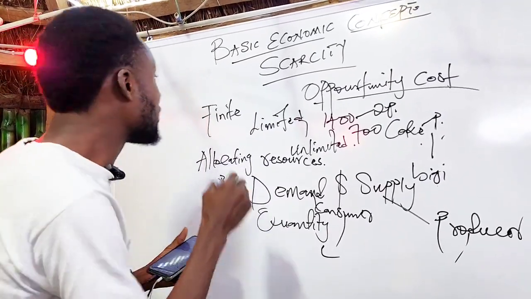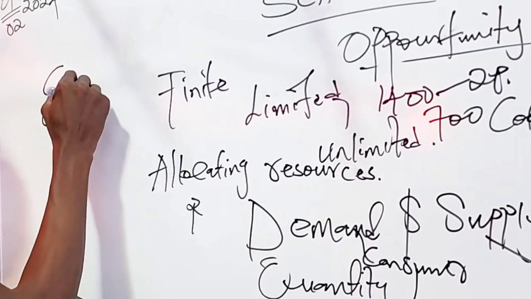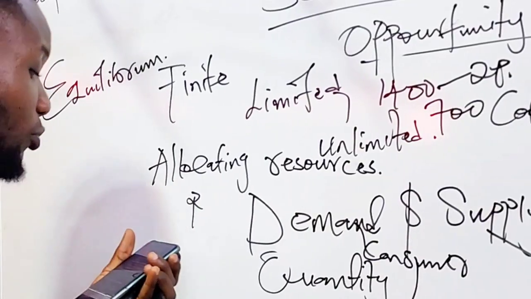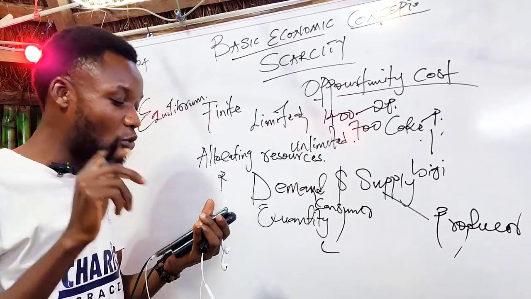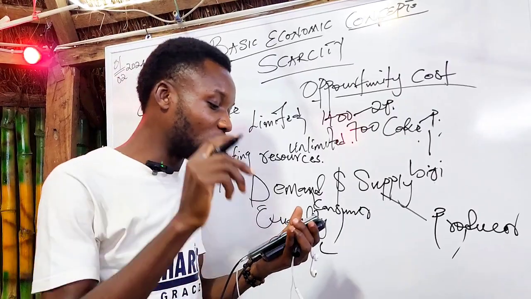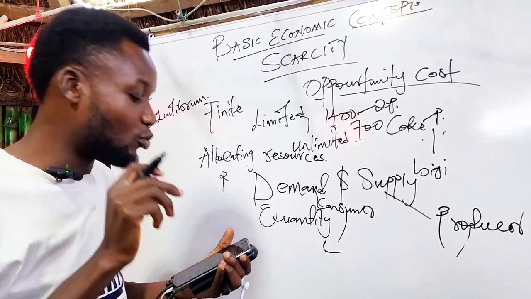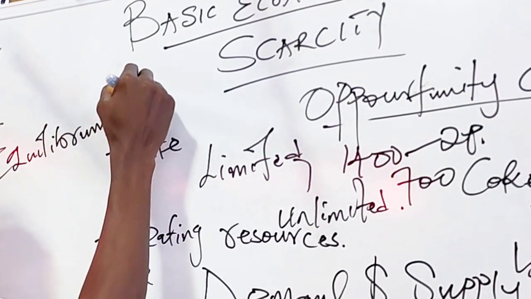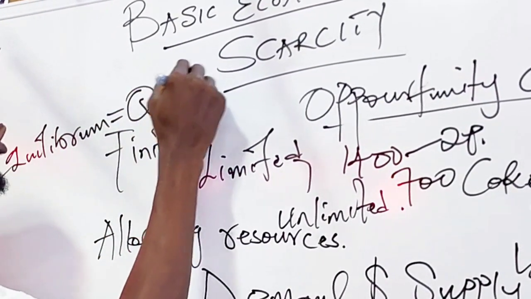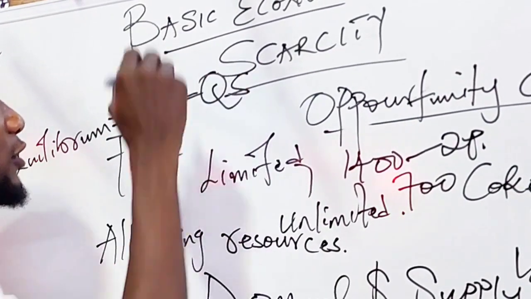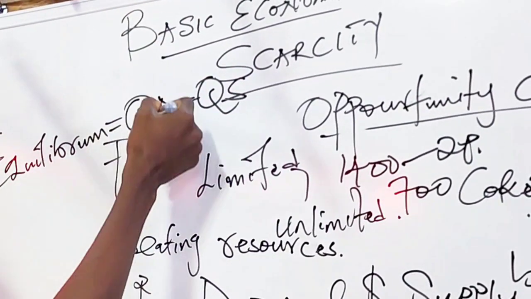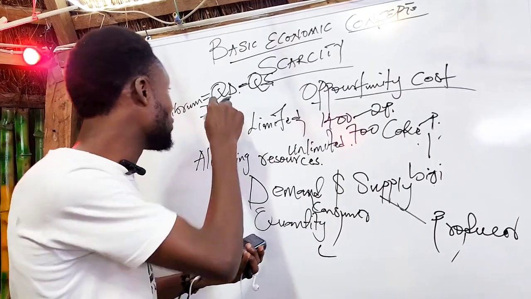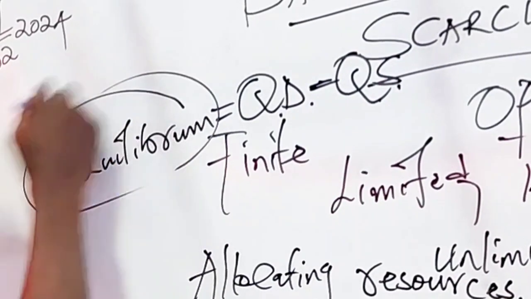All right, we want to talk about the concept of equilibrium. Equilibrium is the point where quantity demanded equals quantity supplied, resulting in a stable market price. So equilibrium is when QD equals QS. For those of us who can still remember, quantity demanded equals quantity supplied. When quantity demanded equals quantity supplied, then equilibrium is achieved.